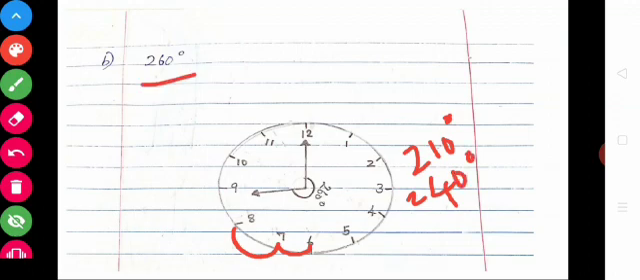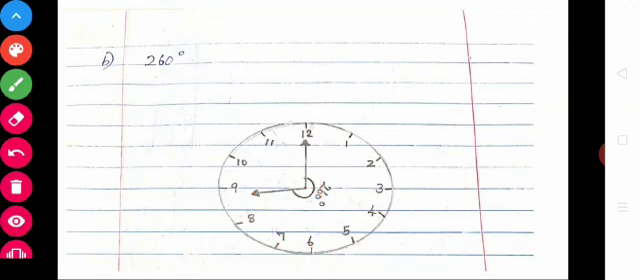And here it is given 260 degrees. So it lies in between 8 and 9. So mark the angle with the long hand on 12 and the short hand in between 8 and 9. So that angle is 260 degrees.